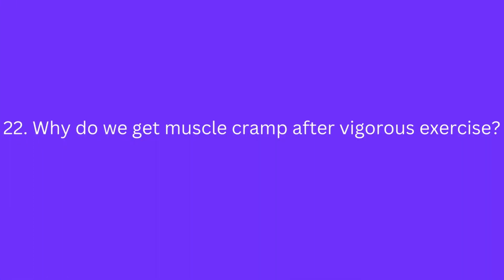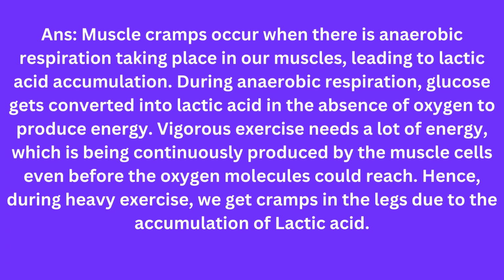3. Why do we get muscle cramp after vigorous exercise? Answer. Muscle cramps occur when there is anaerobic respiration taking place in our muscles, leading to lactic acid accumulation. During anaerobic respiration, glucose gets converted into lactic acid in the absence of oxygen to produce energy. Vigorous exercise needs a lot of energy, which is being continuously produced by the muscle cells even before the oxygen molecules could reach. Hence, during heavy exercise, we get cramps in the legs due to the accumulation of lactic acid.